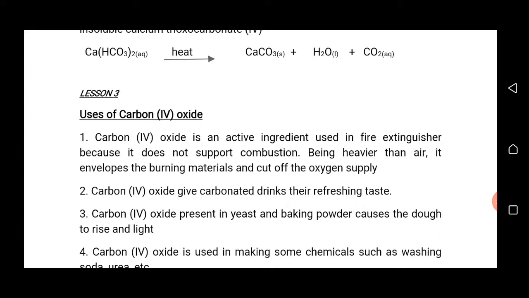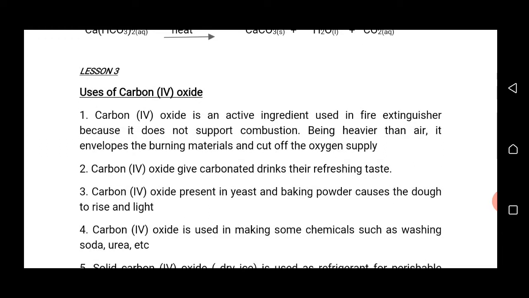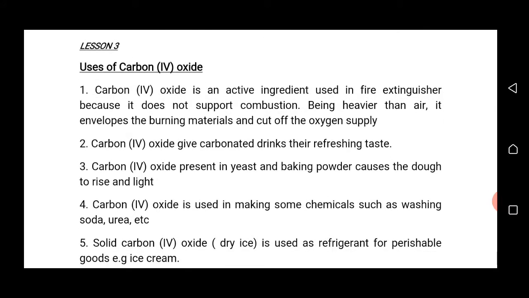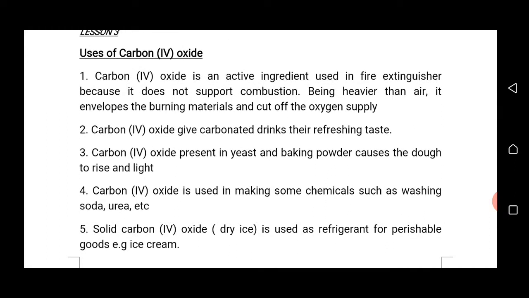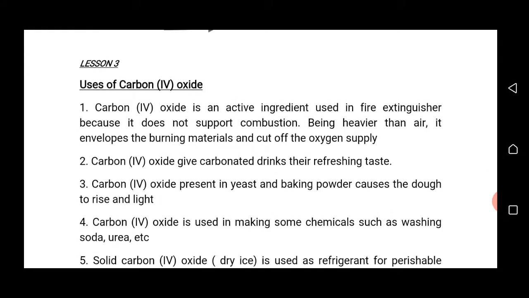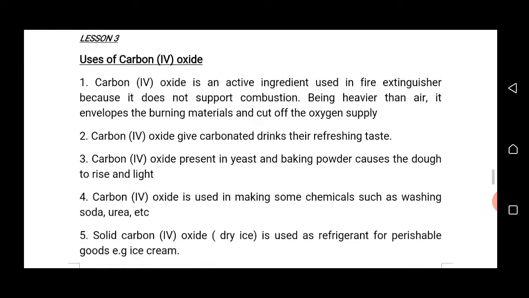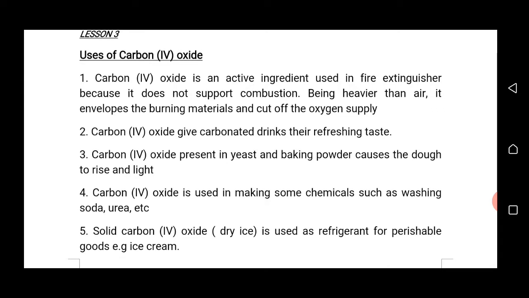You are welcome to another period of our online chemistry class for the 7th week. Today we shall round up our discussion on carbon 4 oxide. Today we're going to look at the uses of carbon 4 oxide, the processes which liberate carbon 4 oxide into the atmosphere, and the processes which remove carbon 4 oxide from the atmosphere. To start with, the uses of carbon 4 oxide. What are the uses of carbon 4 oxide?